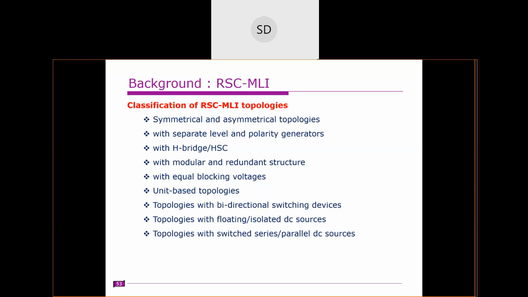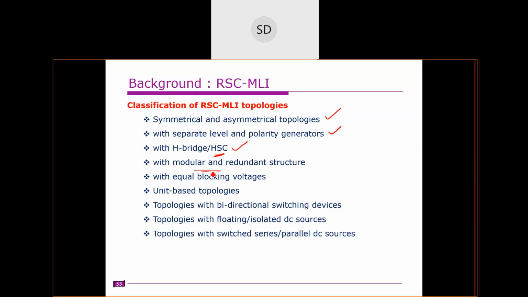Based on that, we have different types of inverters available. One is the symmetrical and asymmetrical topologies, which we already discussed. Symmetrical is when all the DC sources are the same; when you have different ratios of DC sources, that is asymmetrical. Then topologies with separate level and polarity generators, which we'll discuss now. Then H-bridge and hexagonal switch cell topologies, where HSC means hexagonal switch cell, which we'll also discuss.